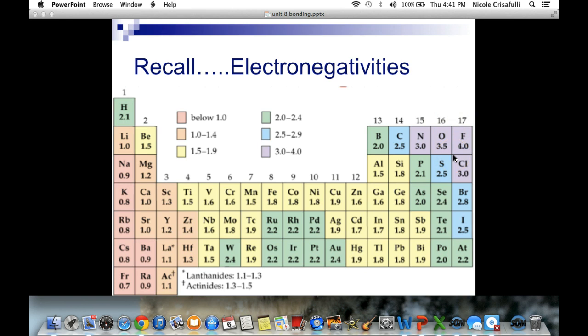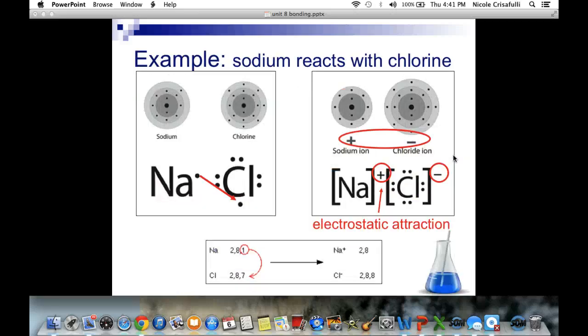If you have a very high electronegativity difference, these atoms are not going to be sharing these electrons the same. One of the atoms is going to want the electrons more. And so that's where we're going to get an ionic bond. So let's look at sodium reacting with chlorine. We draw the Lewis dot diagram for sodium, we have one dot around Na.